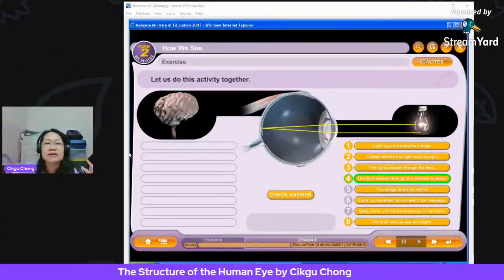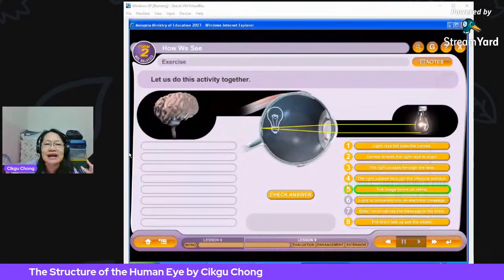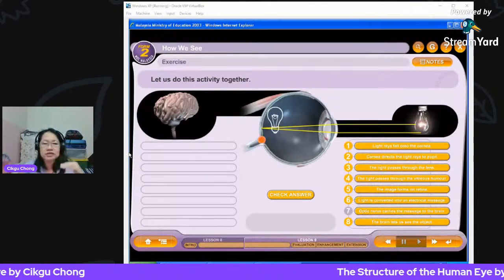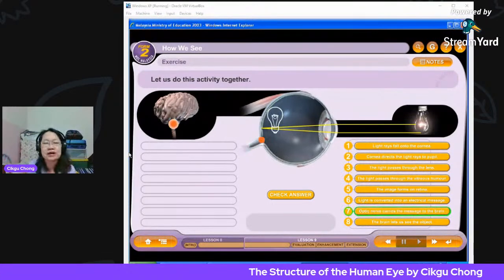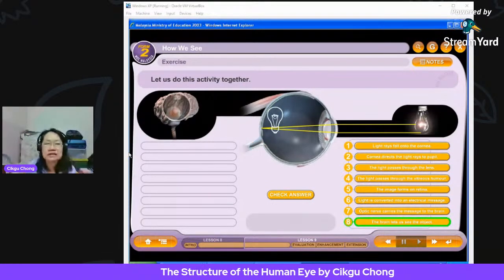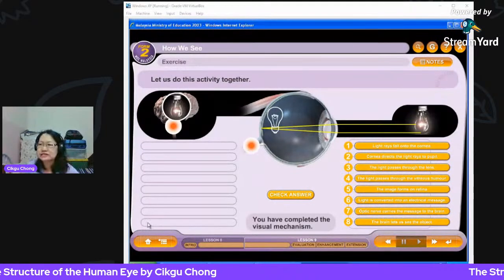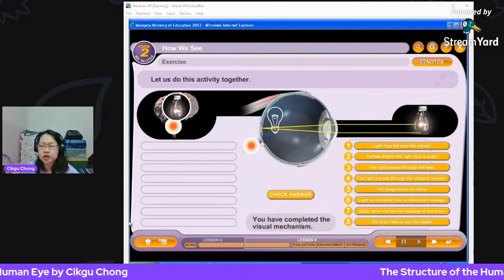Oh, sorry, not this one. Ah, okay. So everything is correct here, all right? The sequence must be correct. You must make sure you remember how the light passes through which part of the eyeball. All right, okay, so we're finished with this. This is called the visual mechanism.